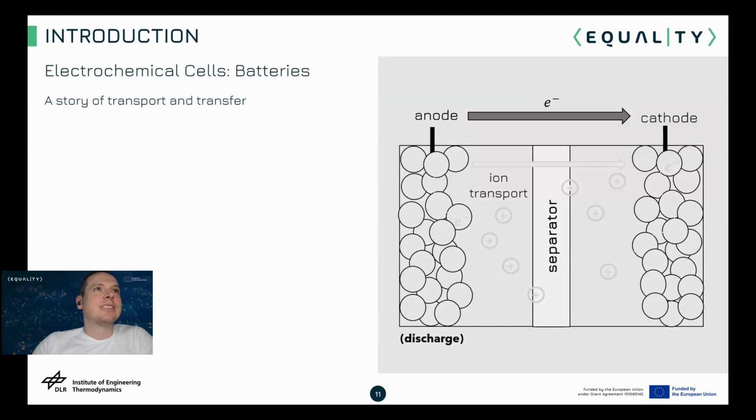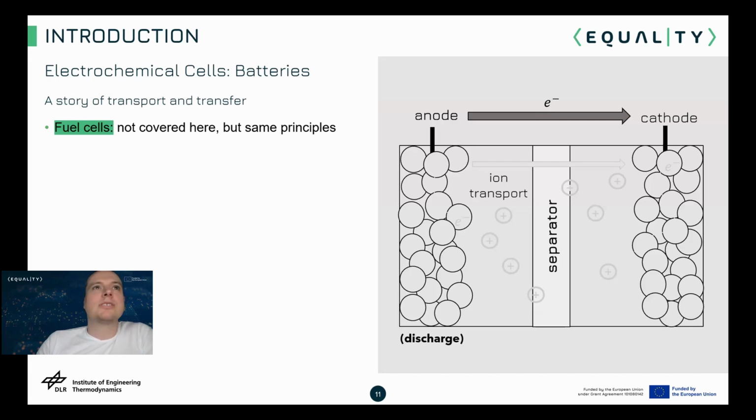So we want to talk about electrochemical cells. And if you look at them from the outside, what you usually see is just the anode and the cathode. And you can extract electrical current from there in the form of electrons. However, we are interested in what happens inside these cells. So in this talk, I will focus on batteries. However, the principles that we discuss here are the same for fuel cells. So they also translate to this case.